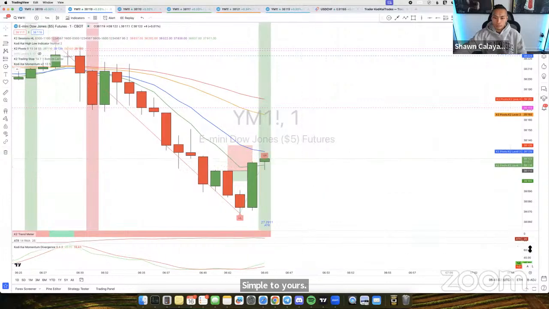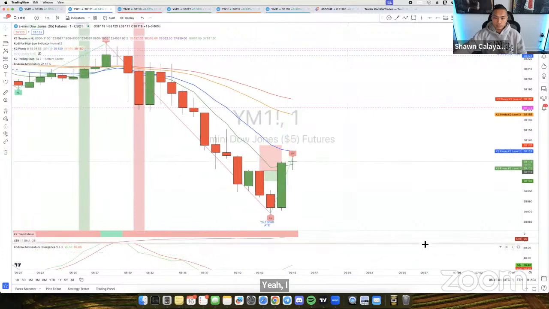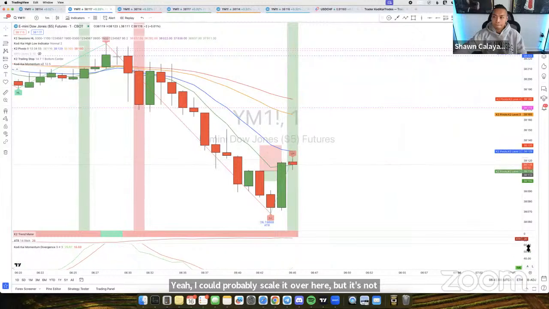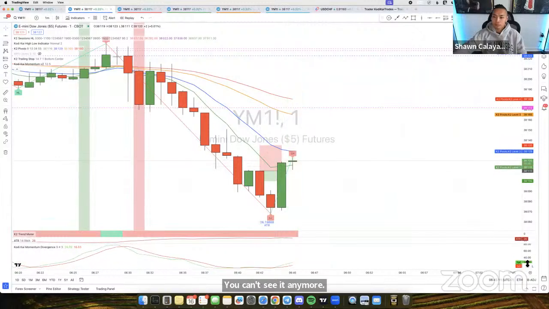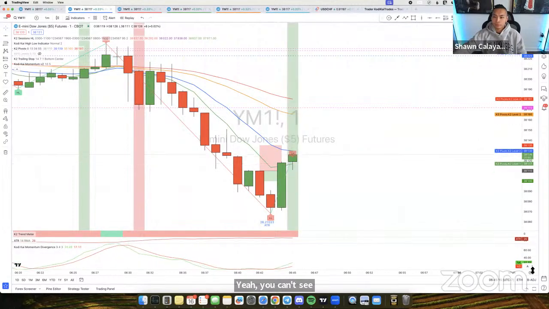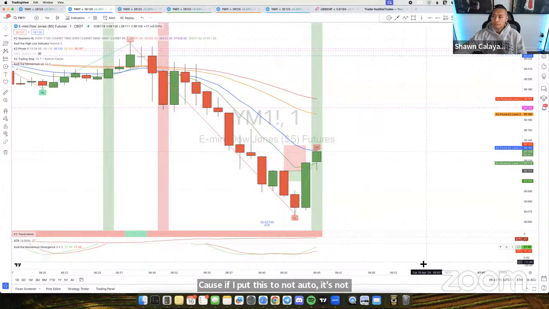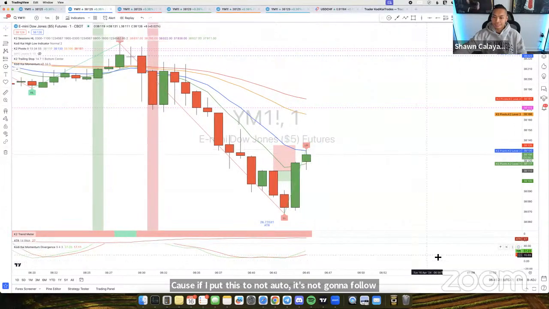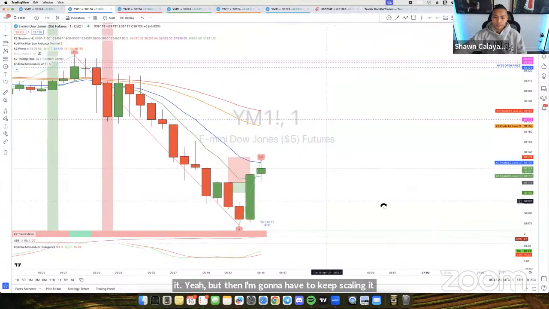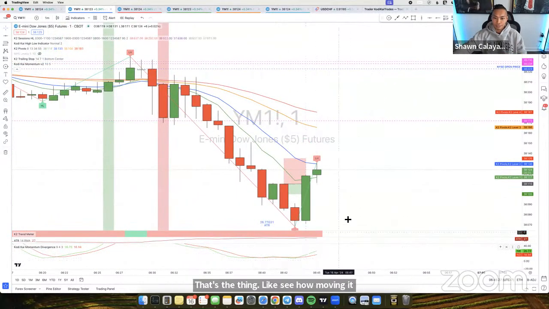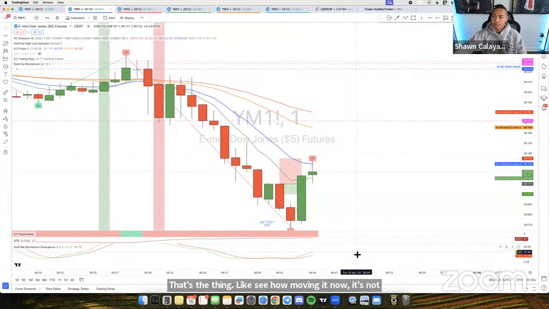Yeah, I could probably scale it over here, but it's not going to be. So see what happens when you scale it, Tom? You can't see it anymore. Because if I put this to not auto, it's not going to follow it. Yeah, but then I'm going to have to keep scaling it. That's the thing, Tom. See how I'm moving it now? It's not going to stay there. So if this moves up, I'm going to have to scale it again. So that's another thing I have to work with the indicator.